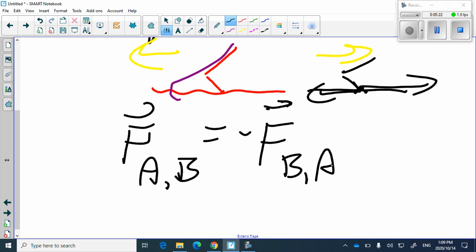Foot on ground, ground on foot. Bird's wings on the air, air on the wings. Your arms on the water, water on the arms. Always back and forth. Is this helping?